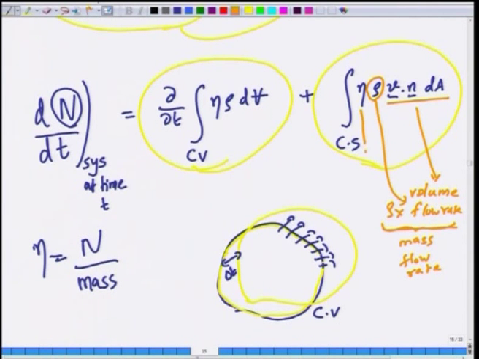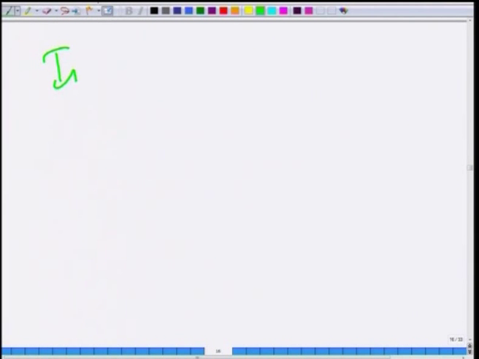If you multiply this, which is quantity per unit mass, by the mass flow rate, eta times mass flow rate will give you, let us say, the quantity per unit time due to surface flux. So, this is the Reynolds transport theorem. Now, we want to derive the integral balances of mass, momentum and energy using the Reynolds transport theorem.